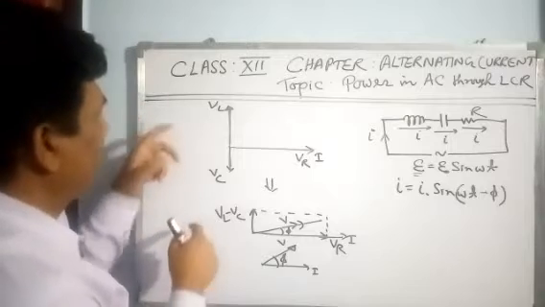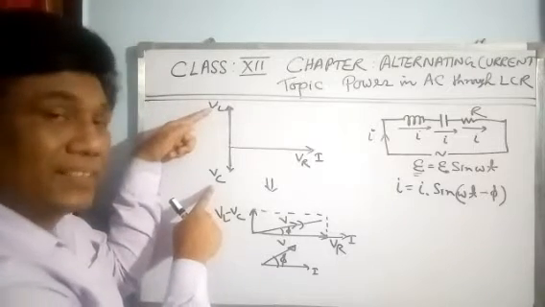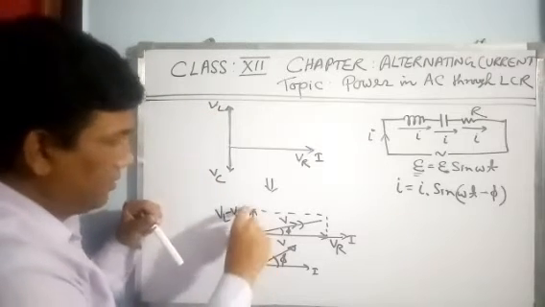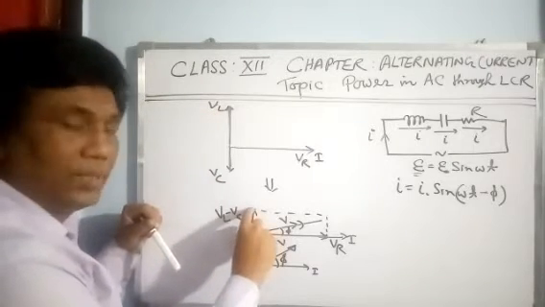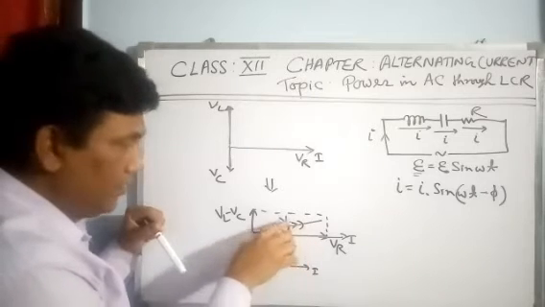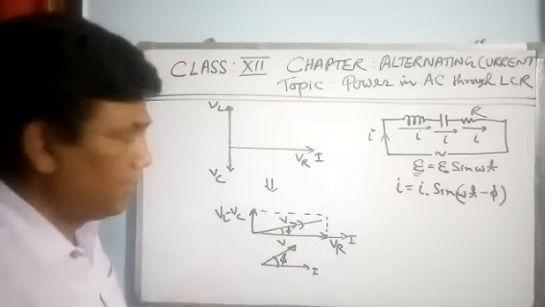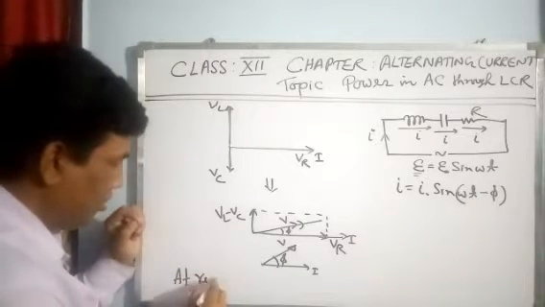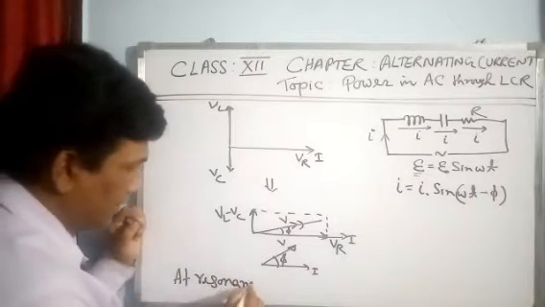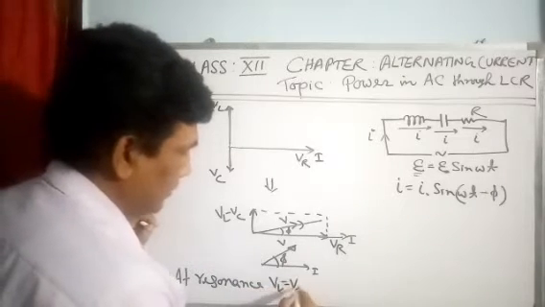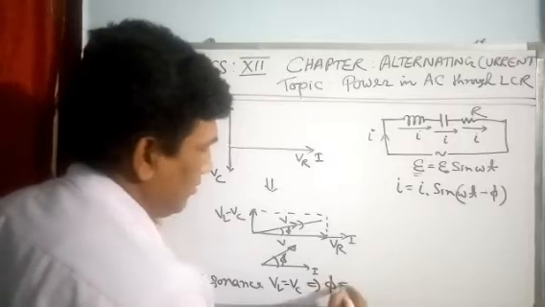Why I am saying that this is just an assumption: in case of VL equal to VC, that is the resonance condition, the length of this vector VL minus VC will be 0. It means this phi also will be 0, meaning V will overlap at R. You can write that also: at resonance, VL equals VC, that is why phi equals 0.